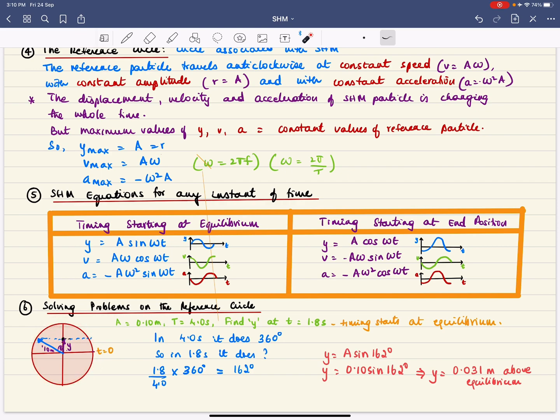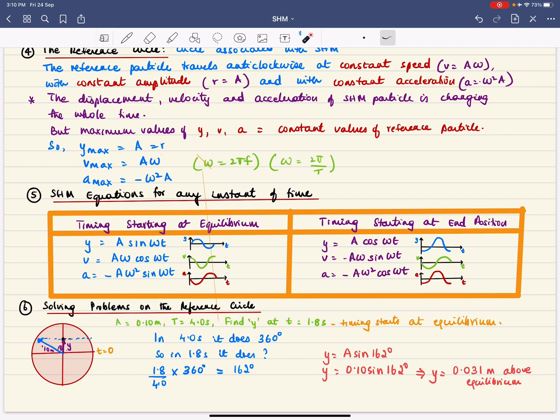So this is how I figure it out. Timing is starting at equilibrium and the period is 4 seconds. That means it's going to take 4 seconds to go from there all the way back to there. So it's going to take 1 second to go from here to the top, another second to come down. So that's 2 seconds, but we got 1.8. That means it's somewhere between the end position and equilibrium, but it's actually going down. So that's my phasor. My phasor has turned through this whole angle, and that's my 162 degrees.